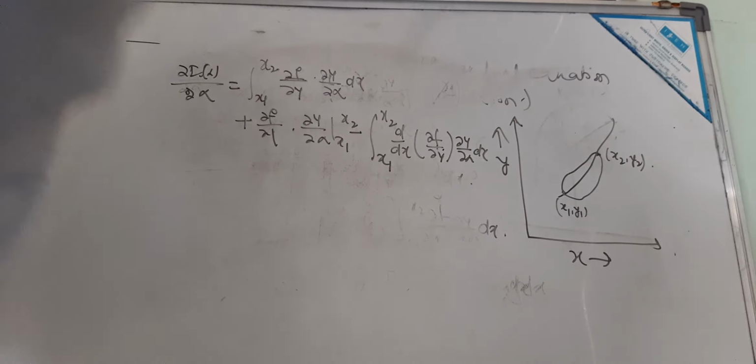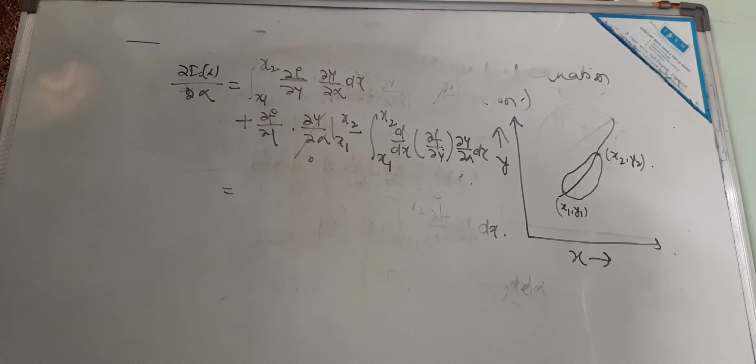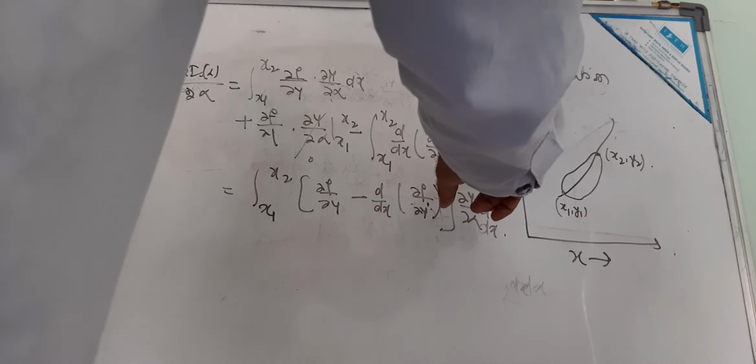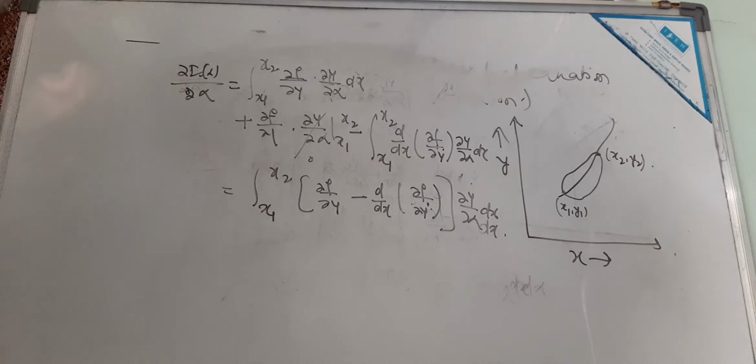So ∂y/∂alpha at x1 and x2 becomes 0. Therefore the rest, we are getting integration x1 to x2 of ∂f/∂y minus d/dx of ∂f/∂y dot, and ∂y/∂alpha dx. We take ∂y/∂alpha dx common, so this and this common, so ∂f/∂y minus d/dx of ∂f/∂y dot equal to 0. So what do we get?